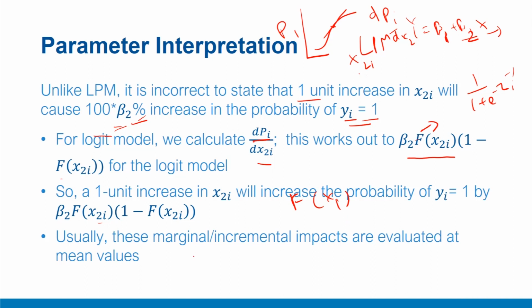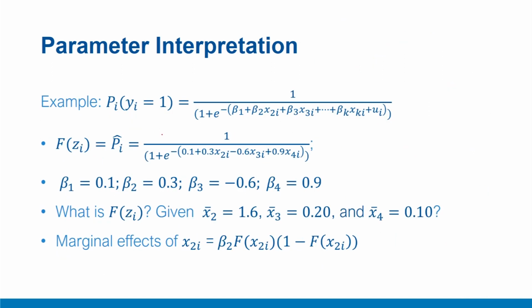And these are called marginal or incremental impacts, and they are often evaluated at mean values of these variables like x1i and x2i, as we'll see through a simple numerical example. So have a look at this probability function, logit class of function, where the value of zi is reflected with this expression. This is essentially 1 plus e to the power minus zi, where zi is captured by this expression.